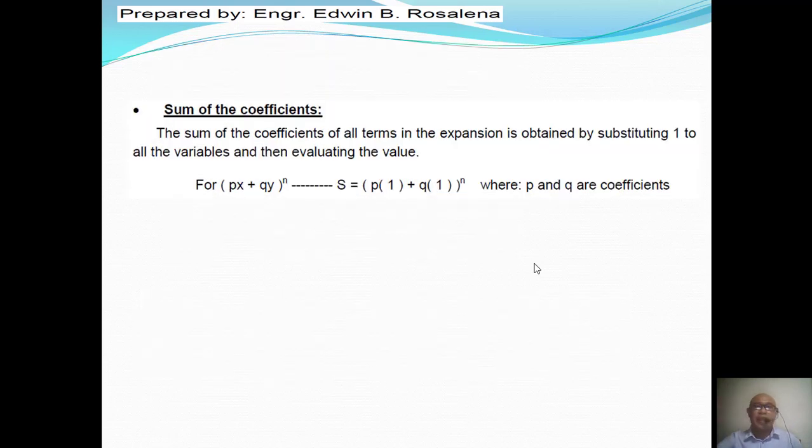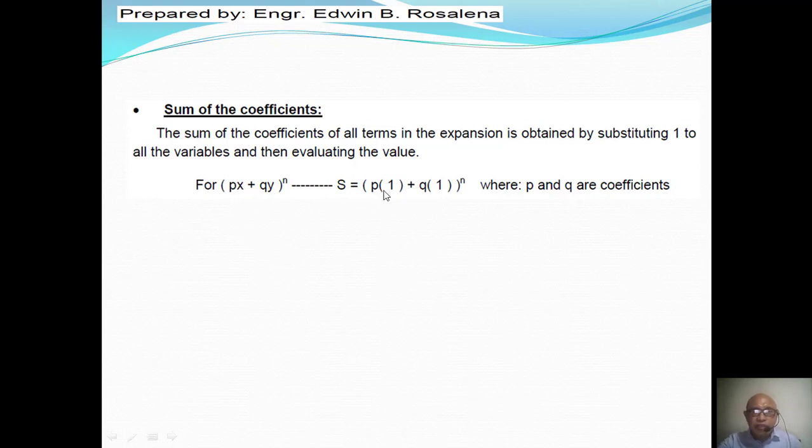Look, okay. So, the sum of the coefficients of all the terms in the expansion is obtained by substituting 1 to all the variables and then evaluating the value. So, let us say, for example, if you have the binomial px plus qy to the power n, where p and q are the coefficients. So, p, coefficient of x, q, coefficient of y, numerical values, then raised to the power n. So, what we will do there is replace x and y, all the variables.